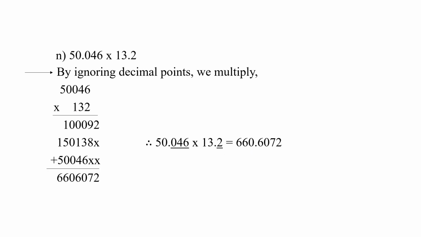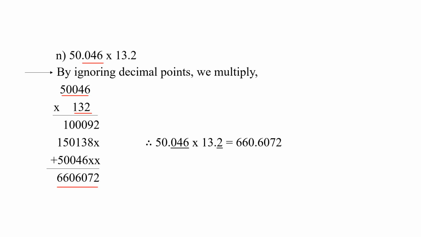Now let's see one more example, nth one, 50.046 into 13.2. So as usual, our first step is by ignoring decimal points we'll multiply. So which numbers will be getting? We'll be getting, see here, 50046 and second number will be 132. So we'll multiply these two numbers and we'll be getting final answer as C, 6606072.